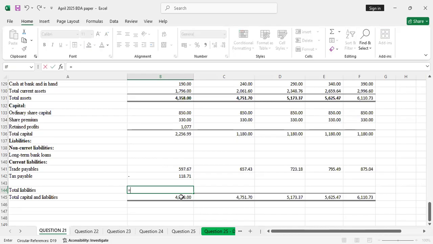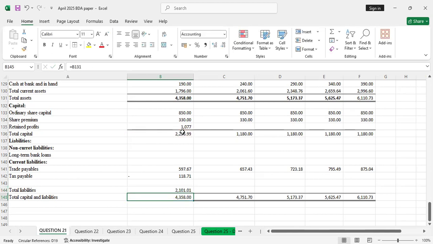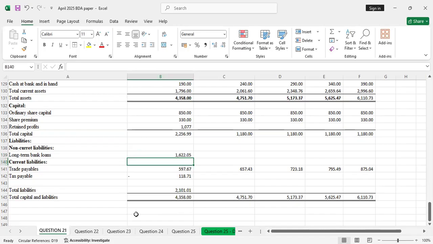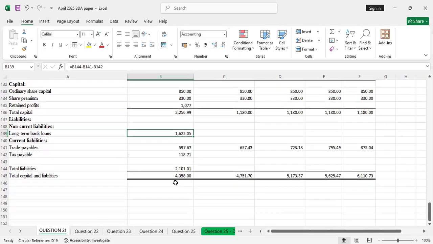So you take this, because that's the total between capital and liability. You subtract the total capital, which we have that value there. Now we have total liability, so we can get the long-term loan. Just come here and say equals to, the long-term loan will be equal to total liabilities minus this minus tax payable. Simple as such. Therefore the long-term bank loan for 2025 will be that value.